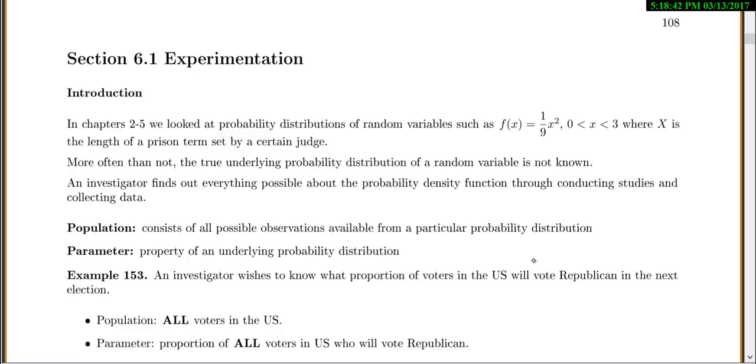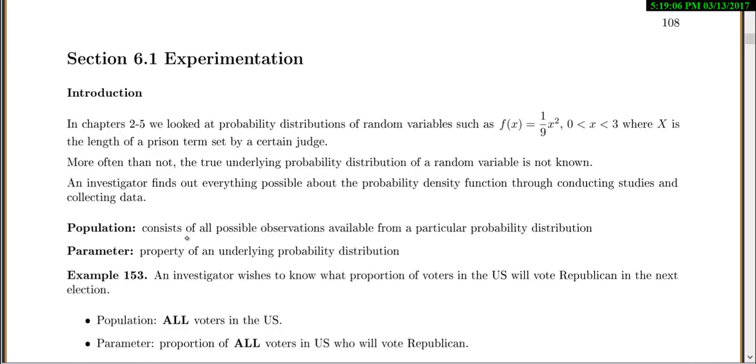Most of the time we just think about it as the set of all the possible observations of something we're interested in. So like in example 153, an investigator wishes to know what proportion of voters in the U.S. will vote Republican. So the population would be all the voters in the U.S. So that's what a population is. It's everything that you could possibly be interested in, or everything that you are interested in.